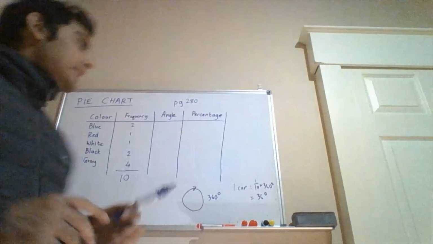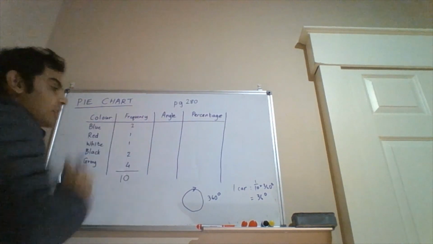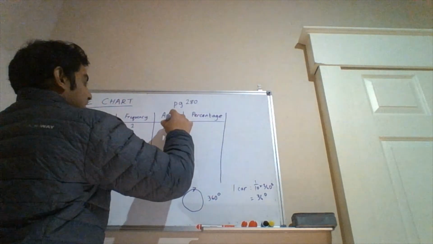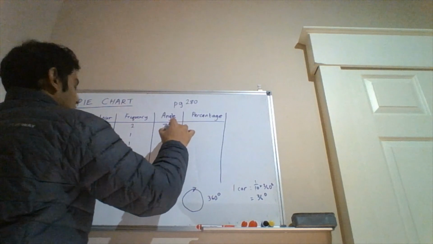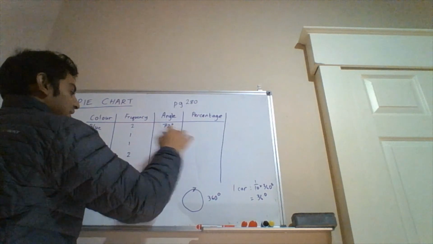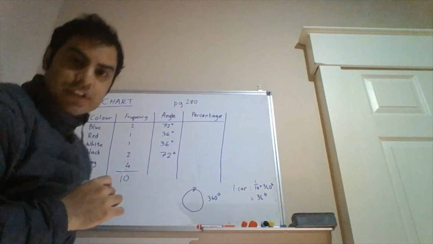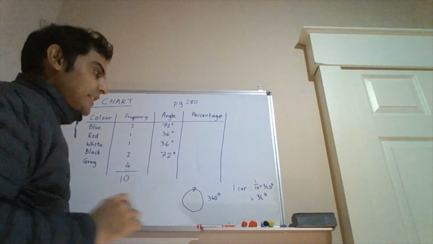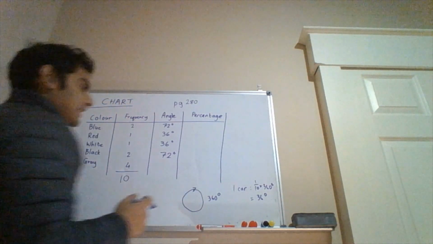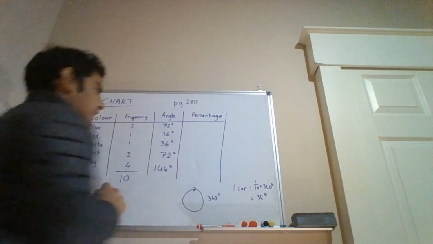Okay, so now we can find the angle for each of the colors. If there's 2 cars sold, it's going to be 2 times 36, which is 72 degrees. One red car, so one car is 36, one car is 36, 2 cars is 72, and 4 cars is going to be 4 sectors, so 4 slices. 4 times 36, which is 120, plus 24 is 144 degrees.